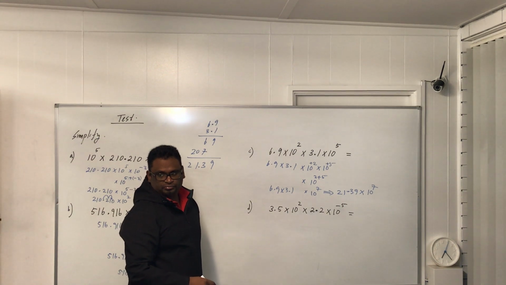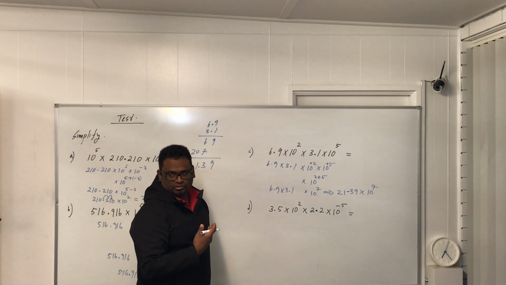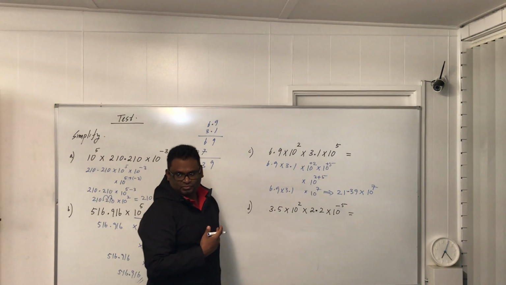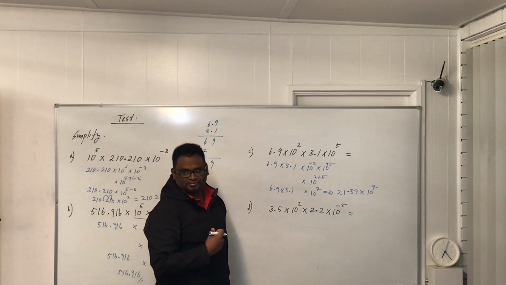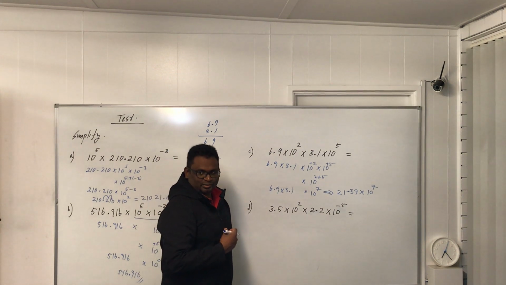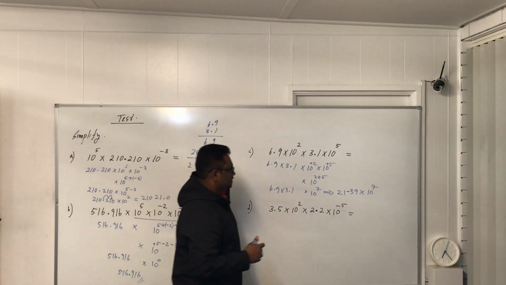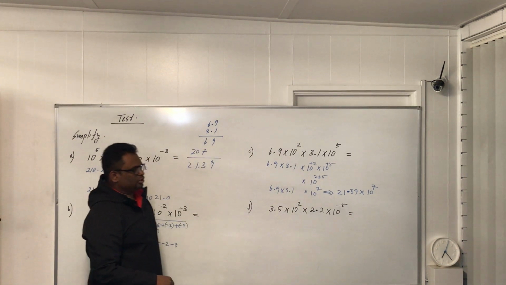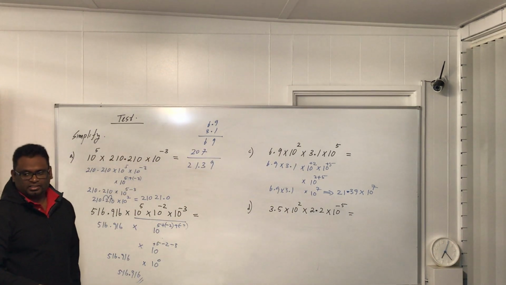Now what should I do? Move the decimal 7 times. Okay? Don't trick me. It's very hard to trick me. So 21.39 times 10 to the power 7.